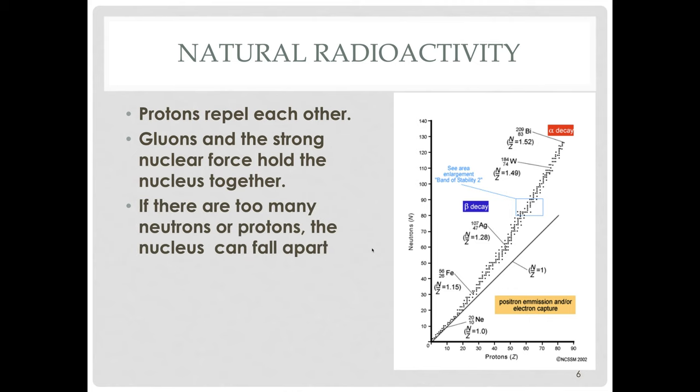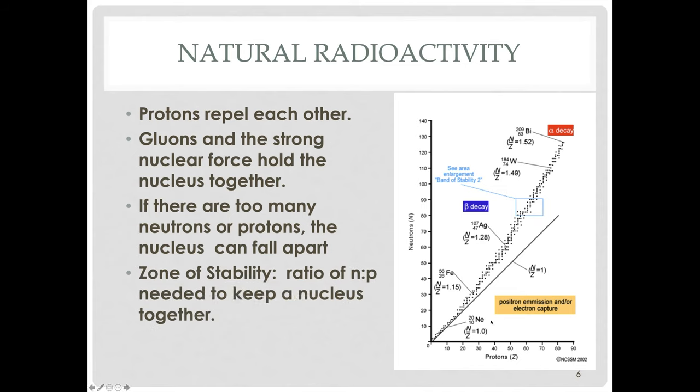But if there are too many neutrons or too many protons, then the nucleus cannot hold together. It will fall apart, and it falls apart in very specific ways. It can undergo alpha decay, beta decay, or positron decay. And in every single one of these cases, the nucleus will spit out, burp out, barf out a piece of itself. And in so doing, change what element you have. In natural radioactive decay, one element turns into another by spitting out a piece of itself.